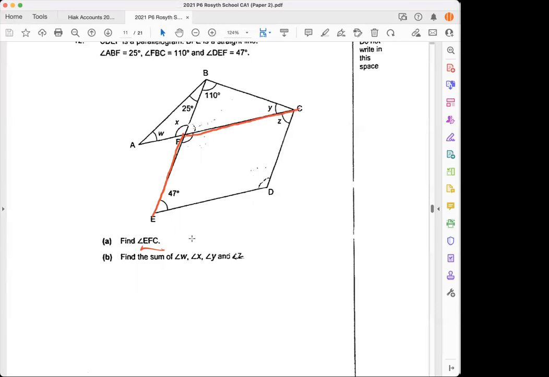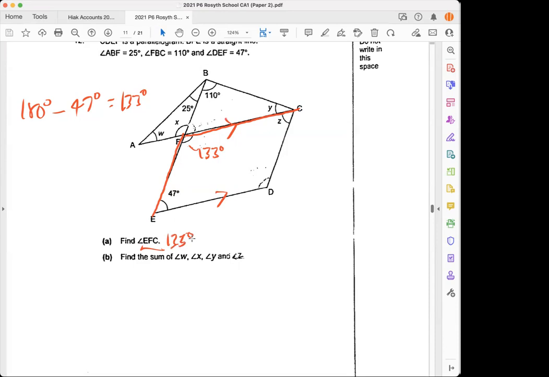Okay. So the question tells you this is a parallelogram, right? So that means these have to be parallel to this. If these two lines are parallel, the internal angles of a parallelogram, between parallel lines, the sum of the angles is equal to 180. So 180 minus 47 degrees, and you will get 133. So this is 133. So that solves question A.